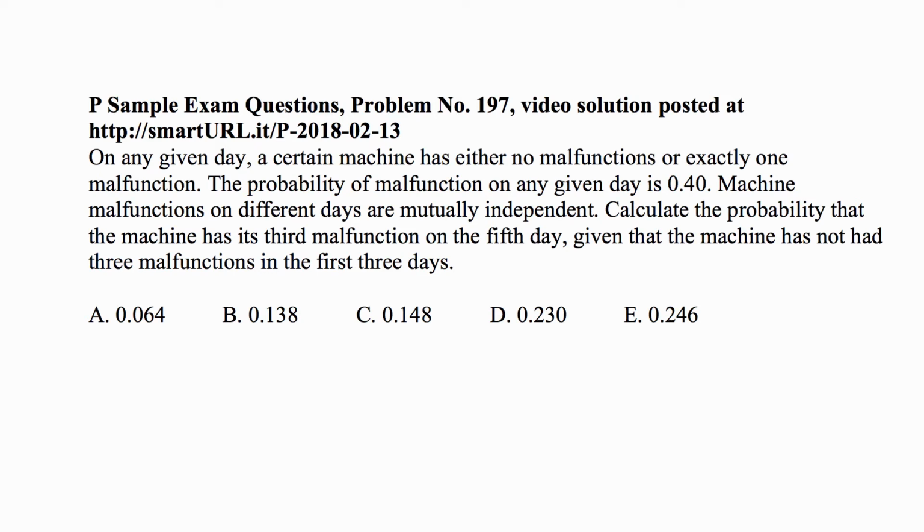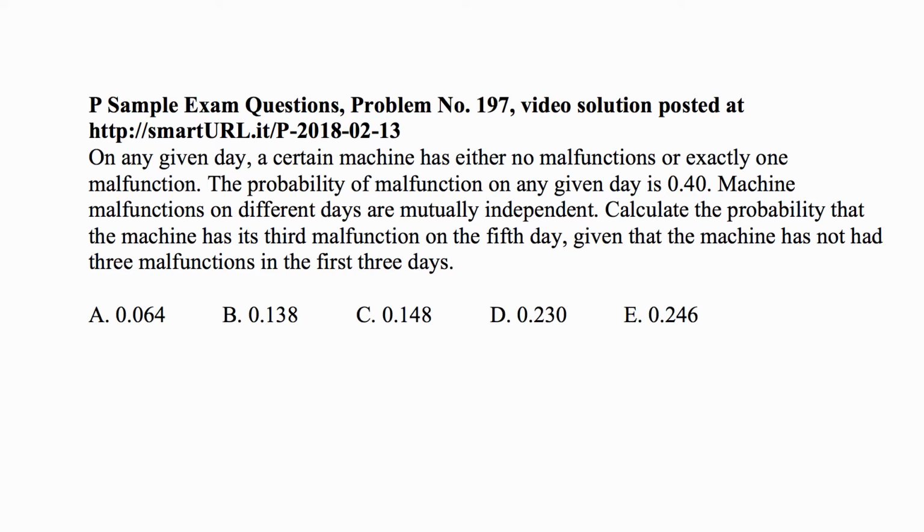Here's a problem for today for exam P. On any given day, a certain machine has either no malfunctions or exactly one malfunction. The probability of malfunction on any given day is 0.4. Machine malfunctions on different days are mutually independent. Calculate the probability that the machine has its third malfunction on the fifth day, given that the machine has not had three malfunctions in the first 3 days.